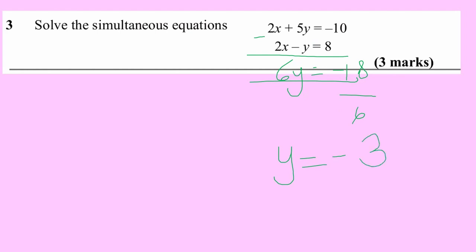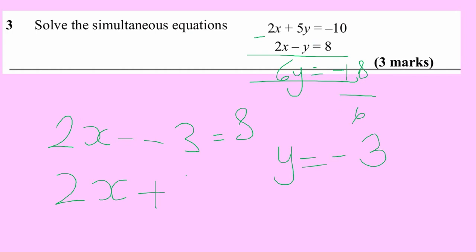Simple. Now the next thing we want to do is substitute into the equation. So 2x minus minus 3 equals 8. So two minuses are going to make an add. So 2x plus 3 is 8. Minus 3 on both sides.